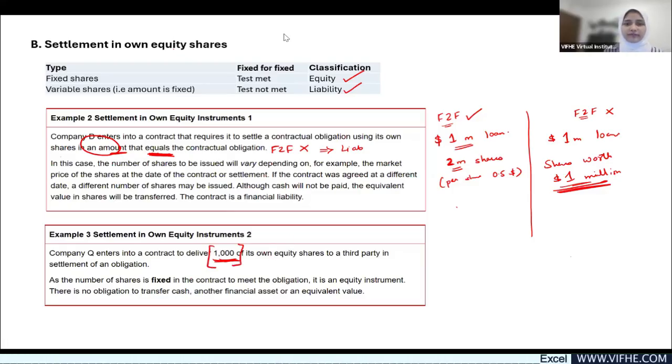It's an equity. And is F to F met or not met? Met. So yes, the fixed for fixed test has been met, and it's an equity instrument. Okay.